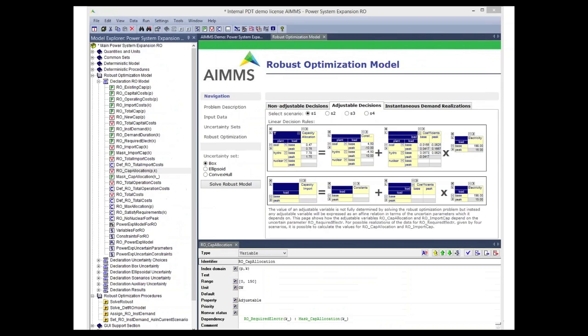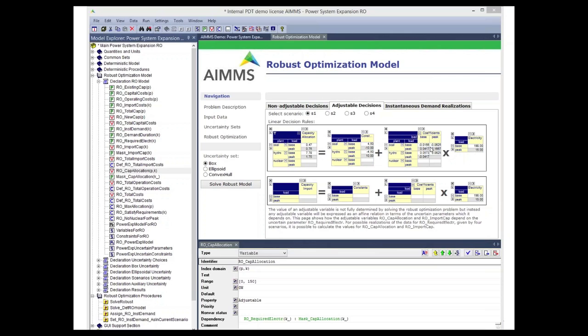With respect to adjustable decisions for this problem, if we look at capacity allocation, it is declared to be adjustable, so it has the property adjustable. These are language extensions in AIMMS that have been introduced specifically for robust optimization. And in the dependency attribute, we can specify that capacity allocation is to be linearly dependent on required electricity. If we solve our problem, what we get are the coefficients of the linear decision rules, so the constants and the coefficients that are used in the decision rules.